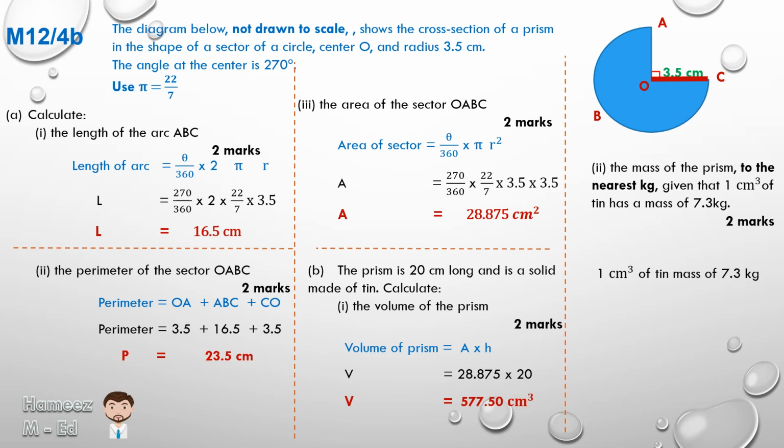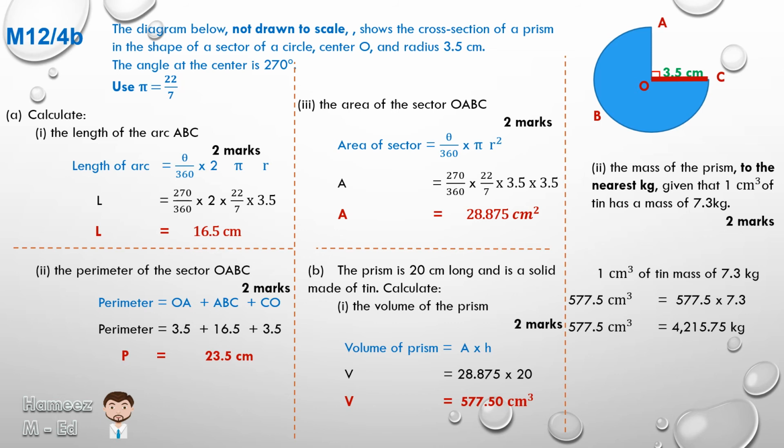And how do we know this volume? That was worked out in part 1. So it'll be 577.5 times 7.3, and that works out to be 4,215.75 kilograms of tin. And we're using our calculators to get this answer.